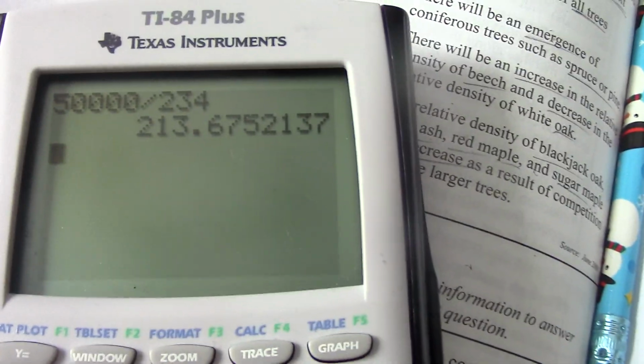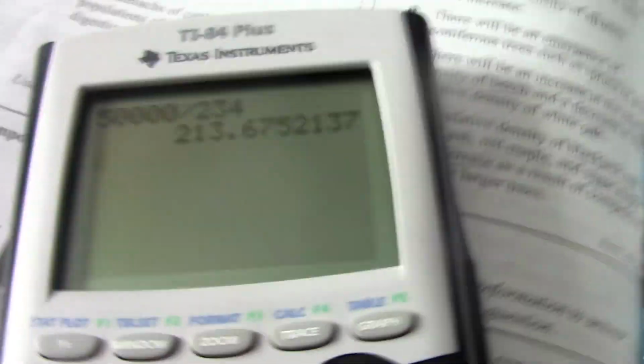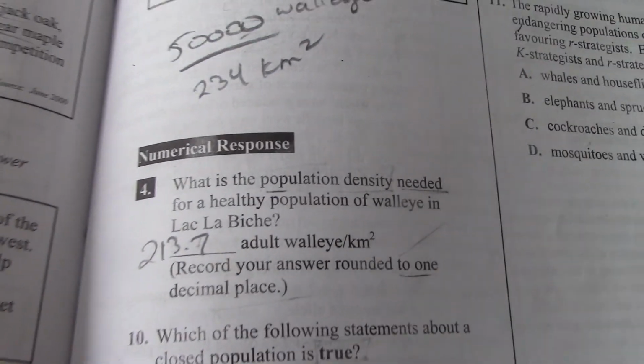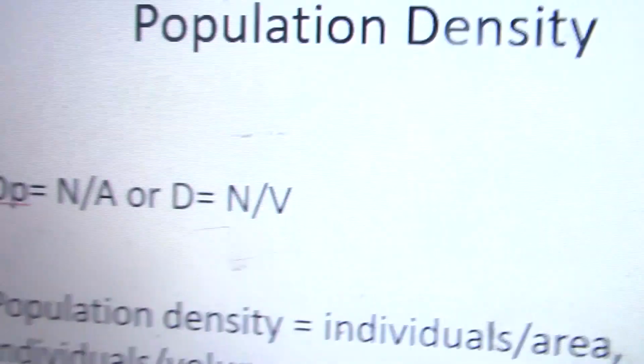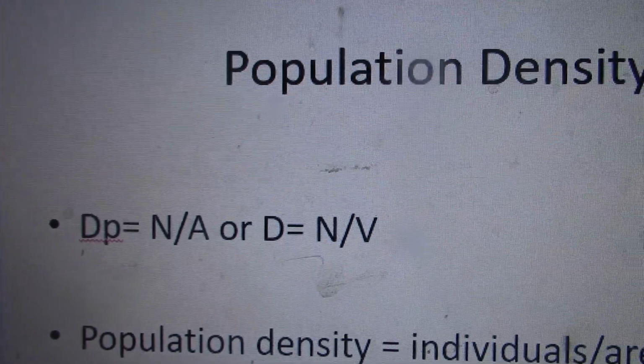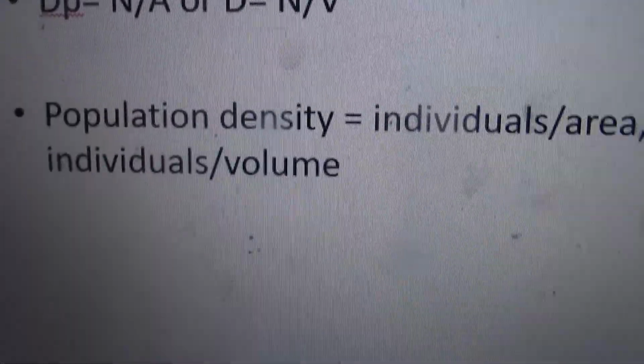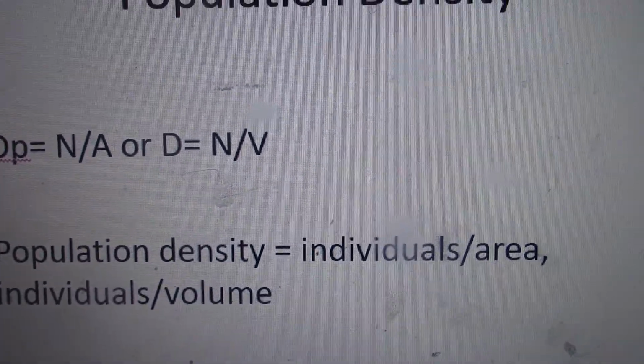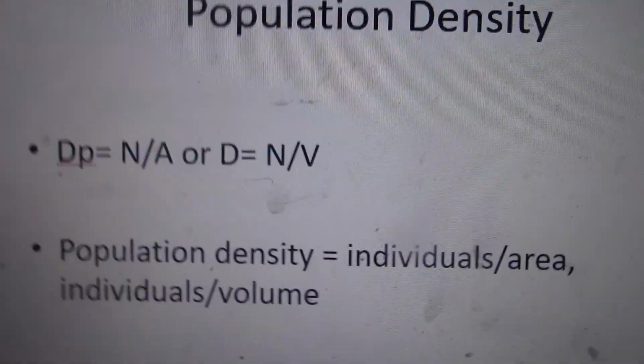You're going to have about 214 walleye, or 213.7. It says record your answer to one decimal place, so 213.7 walleye per square kilometer. That's a density question. You're looking at the population density in number of individuals per area or number of individuals per volume. Pretty simple. I'm not going to spend much time on that.